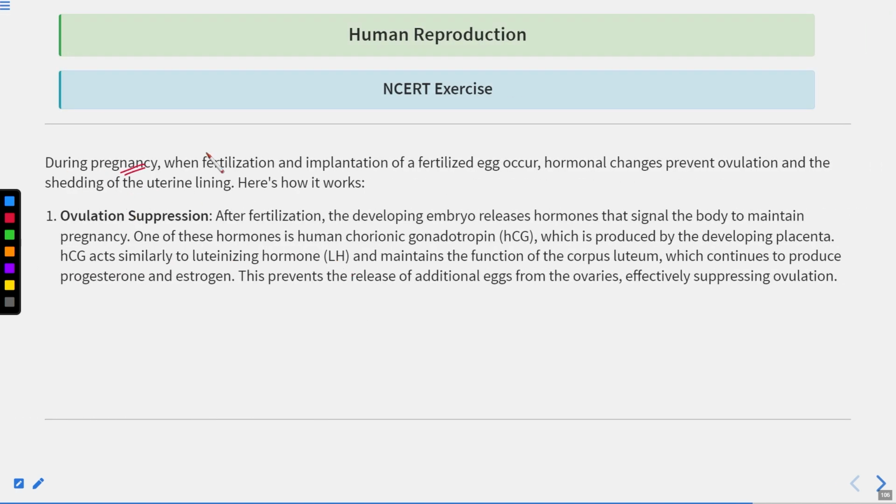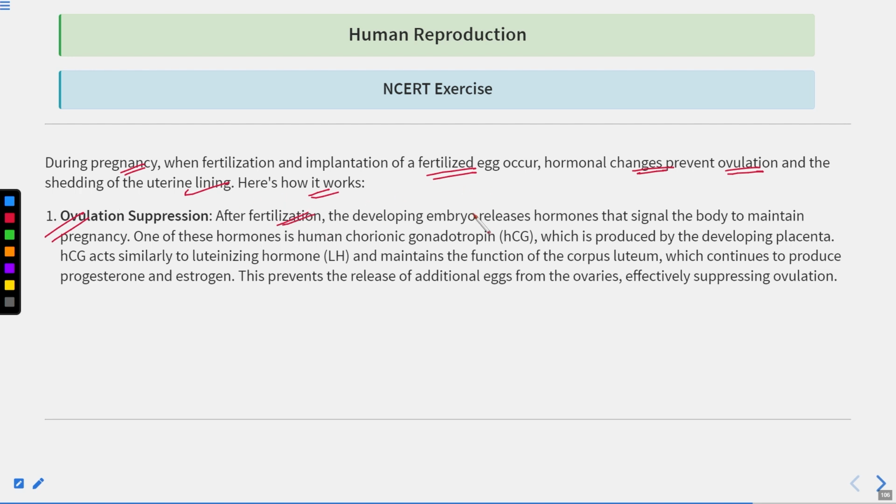So, during pregnancy, when fertilization and implantation of the fertilized egg occur, hormonal changes prevent ovulation and the shedding of the uterine lining. So, here's how it works. First is the ovulation suppression. So, what is happening here?